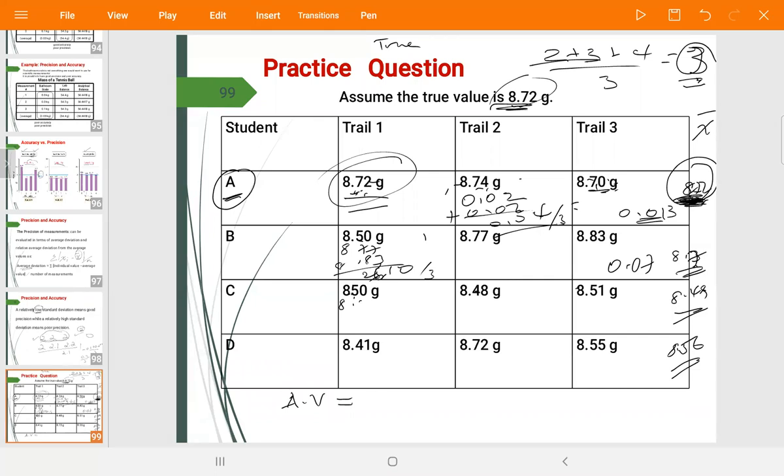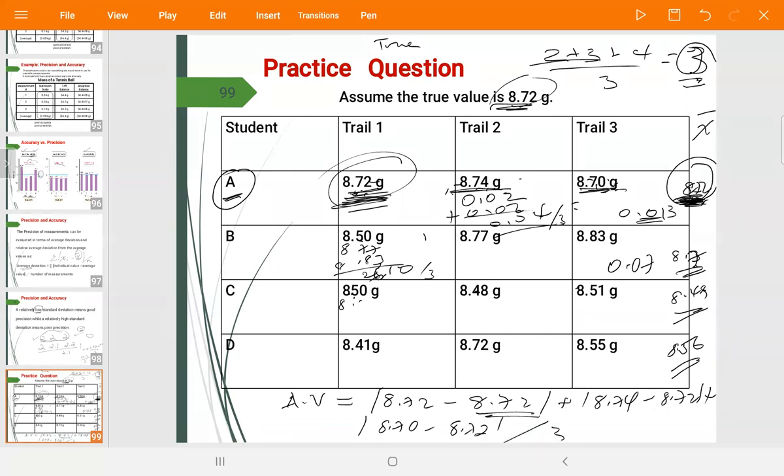For example, take the individual or measured values. Here, the first trial, 8.72 minus the average, put in absolute value, plus 8.74 minus 8.72, plus the absolute value of 8.70 minus 8.72. Then you divide by three, because the number of trials is three.